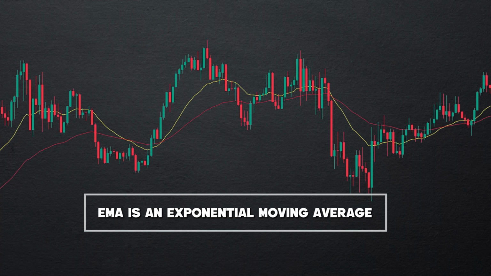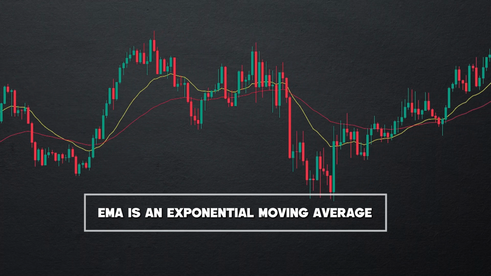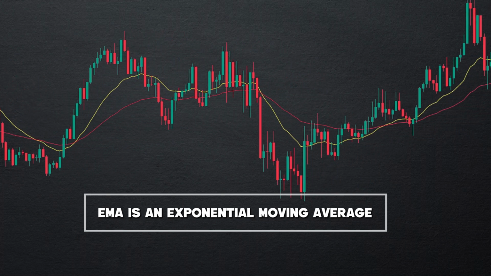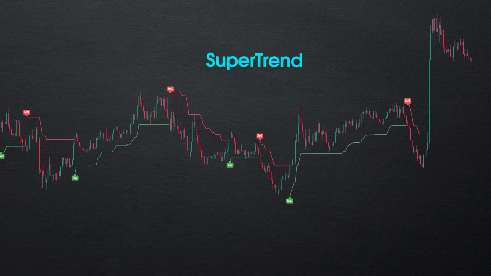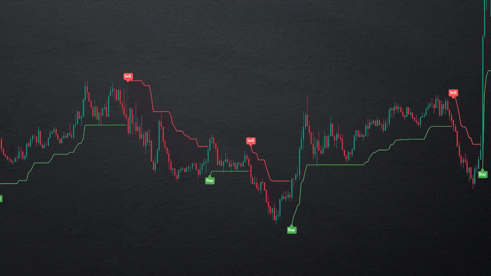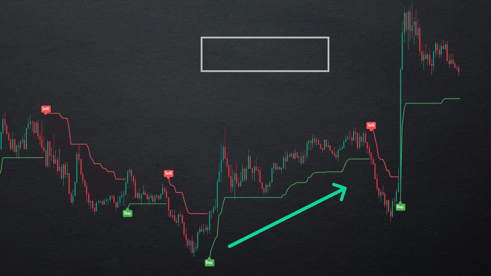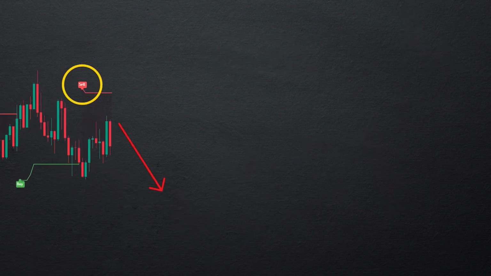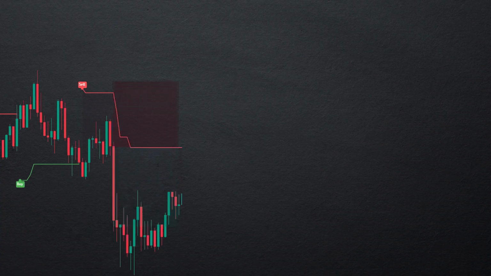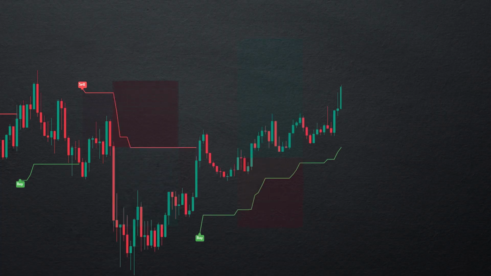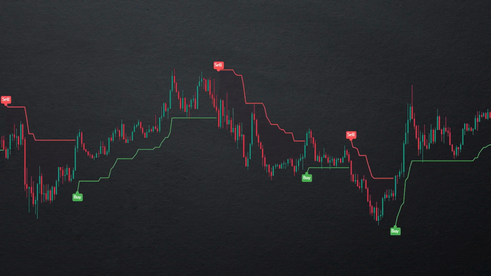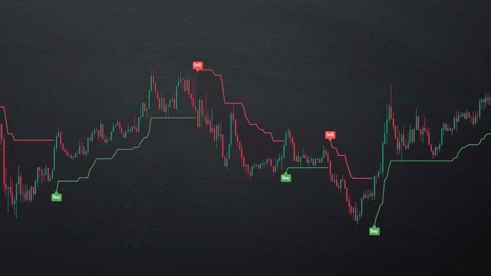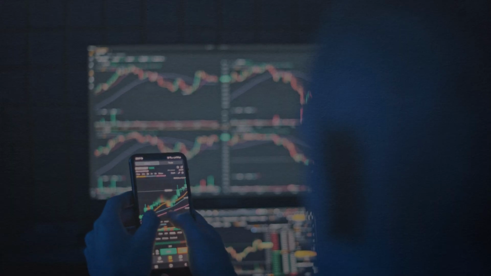Exit rules. So, when do we take profit or cut losses? The exit rule is just as simple and mechanical. Exit the trade as soon as Super Trend changes color. For example, if you entered a buy trade while Super Trend was green, you close the trade immediately when it turns red. If you entered a sell trade while Super Trend was red, you close the trade immediately when it turns green.